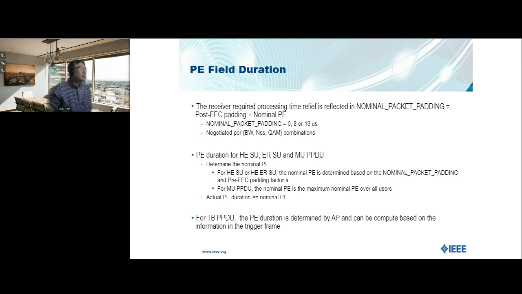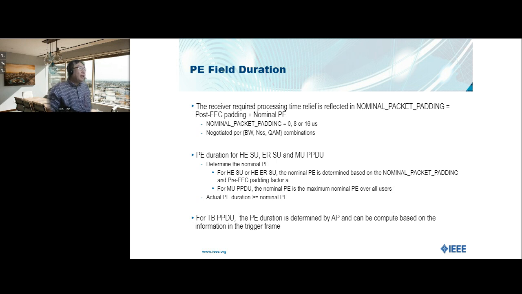Okay. So how do we determine the padding time, the actual packet extension time? In fact, it's a little bit complicated, but the logic is like this, okay? The receiver tells the transmitter what processing time is needed. This is conveyed by a variable called the nominal packet padding, okay? Nominal padding, as we mentioned, depends on two things. The first one is post-FEC padding, okay? As we mentioned, post-FEC padding can be counted as relief time, okay? And another one is nominal packet extension time, PE, okay?